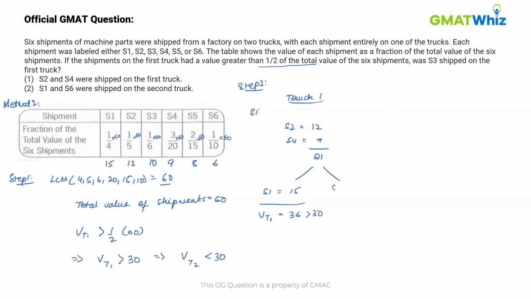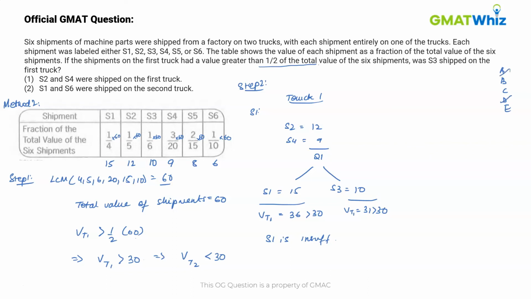Or we could add S3, whose value is equal to 10, and the total value on truck 1 will be equal to 31, which is also greater than 30. So we are getting two possibilities: either S1 might be in truck 1 or S3 might be in truck 1. So we're not sure if S3 is in truck 1 or not. So we conclude that statement 1 is insufficient, and from the given options, we eliminate A and D.